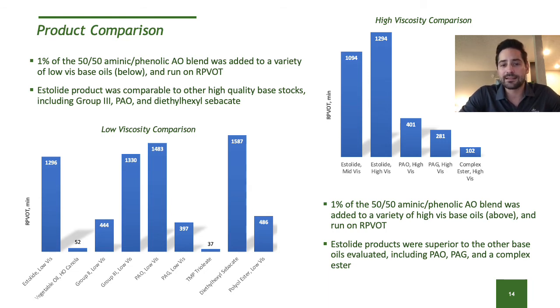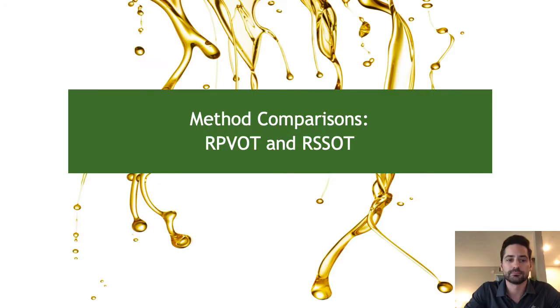On the right hand side here in the chart in the top right, this is the high viscosity comparison. The first column in that chart is the mid viscosity Estolide, and the second column is the high viscosity Estolide. You can see that these two products really drastically outperformed the other products that were tested. They were better than PAO, PAG, the complex ester that we tested. Really nothing got close to our products here. So they seem to be superior to these, at least using this particular additive system and concentration.